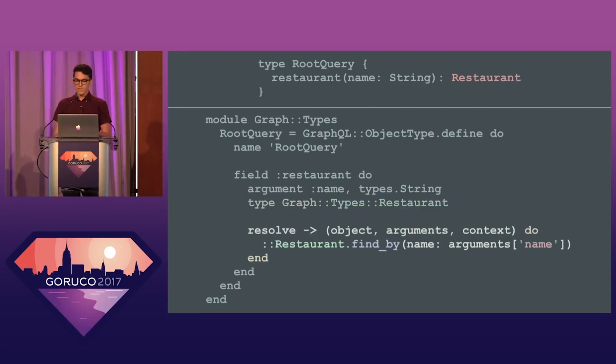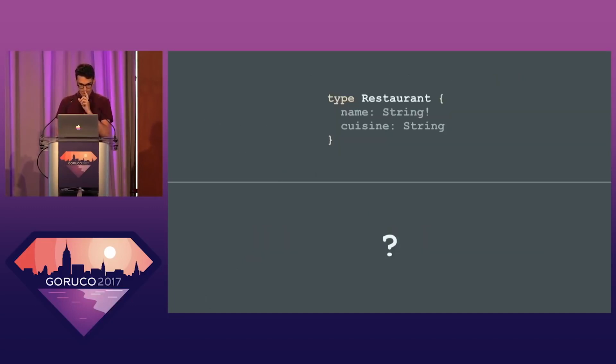And finally, we have to tell the schema how to fetch the underlying data. At the heart of every field definition is something called a resolver. In this case, I'm just calling out to Active Record. I'm doing a Restaurant.find_by, and I'm passing in the argument that was passed by the user inside of the query. Once we get back our result, the schema starts to look for the restaurant definition, and we haven't defined that yet. So let's look at what that looks like.